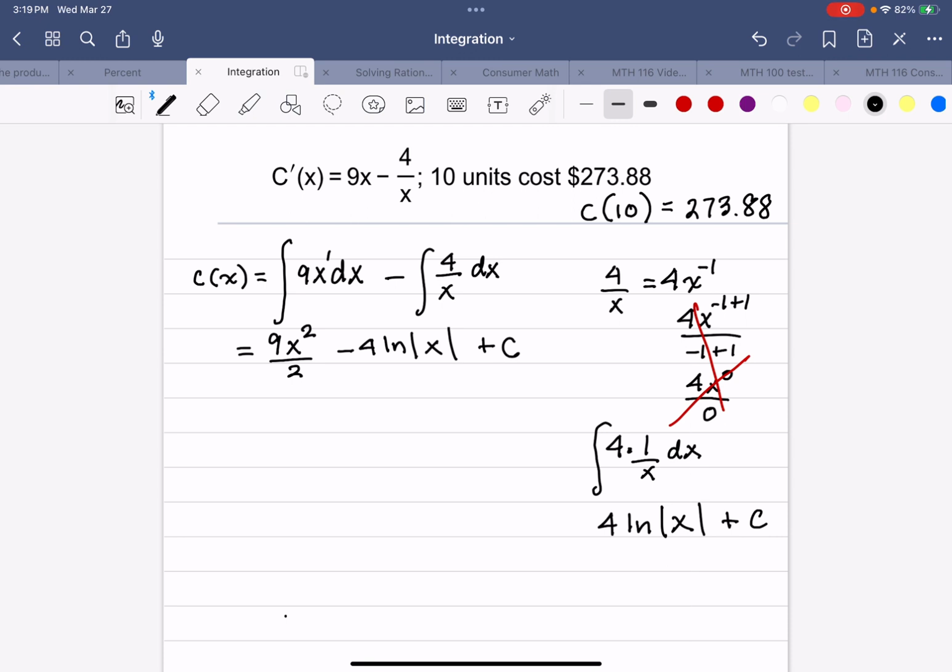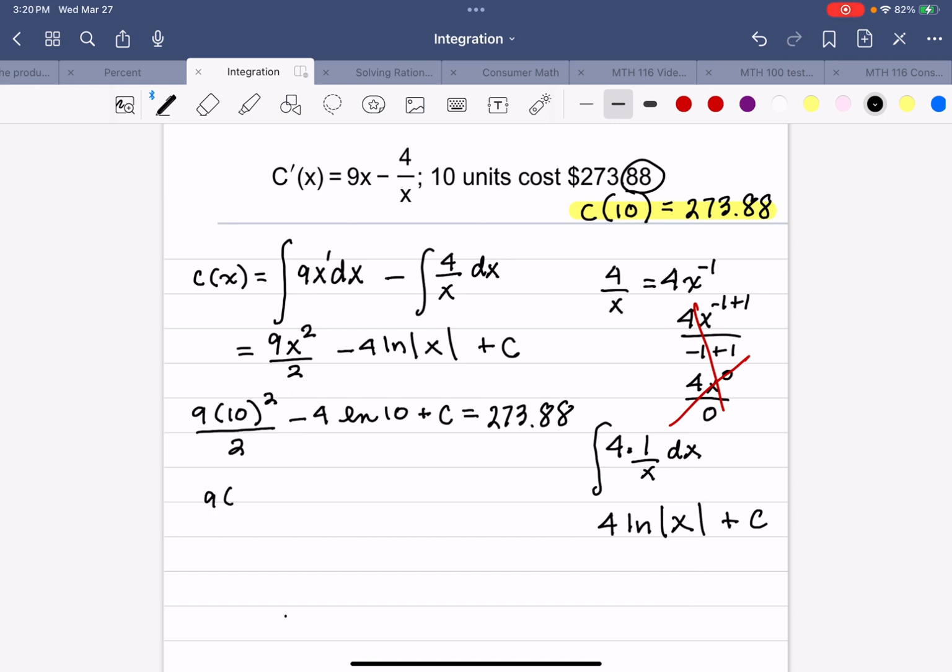Now this function evaluated at 10 is supposed to come out to 273.88. That means if I put a 10 in for x, so 9 times 10 squared divided by 2, minus 4 times the natural log of 10. I don't need the absolute value bars because 10 is a positive number. Plus c should come out to 273.88. And I'm going to have to round this to 2 decimal places because we're talking about dollars and cents. And you just follow whatever instructions your math lab tells you.